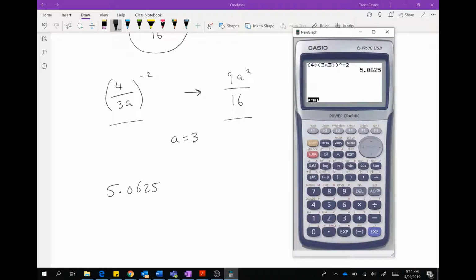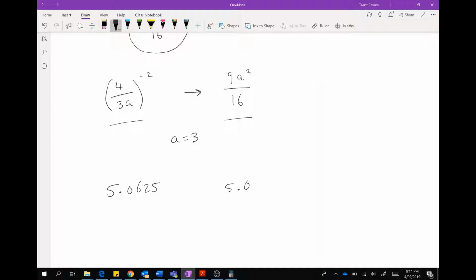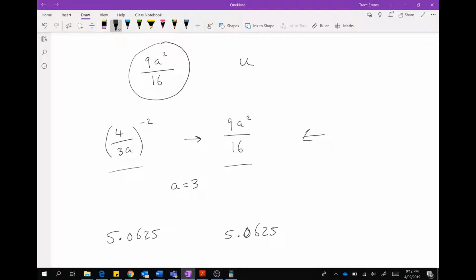And now let's do it with the right hand side. So I've got 9 times a squared, and we made a be 3 in this case. And all of that, let's just bracket that up, all of this is divided by 16. We get the exact same answer, so we know it's right. Again, this is just a checking method. This is the final answer here. That will get you your mark.